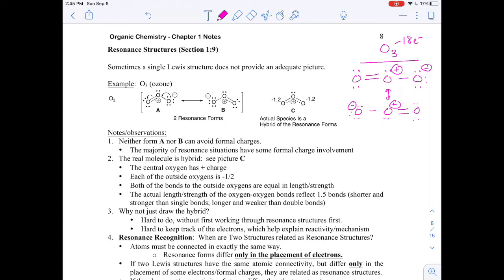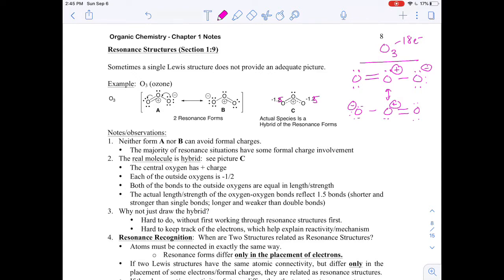So it's really important for you to understand, oh, there's a typo here. This should be negative 1.5, not 1.2. And all it is saying is the bond has a character not of a single bond, not of a double bond. So it's got a bond character of basically 1.5 bond.